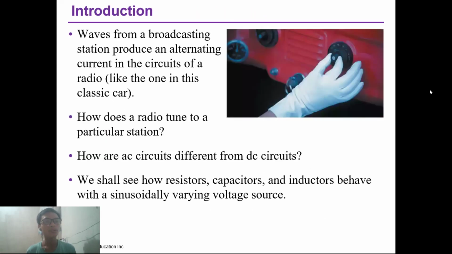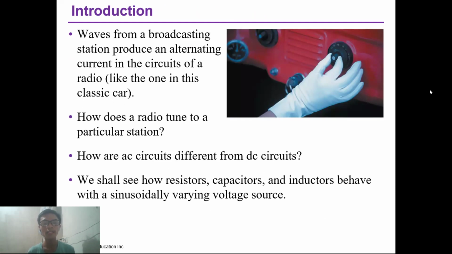So waves from a broadcasting station produce an alternating current in the circuits of a radio, like the one in the classic car. And how does a radio tune to a particular station? So think of a radio in a classic car. Waves from a broadcasting station produce alternating current in the radio circuits. How does the radio tune to one station out of many? And that's the magic of resonance in AC circuits.